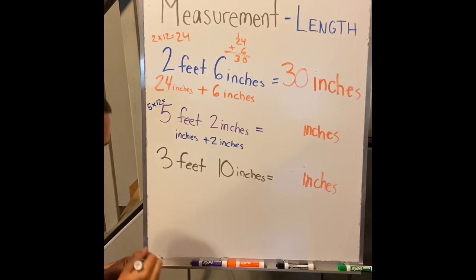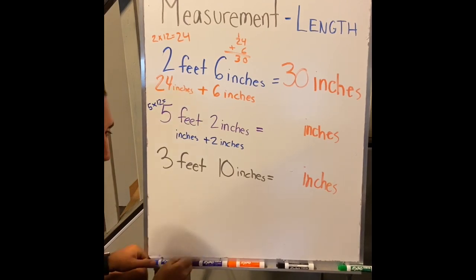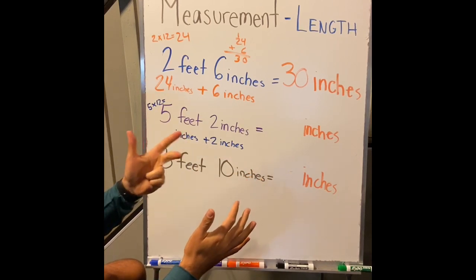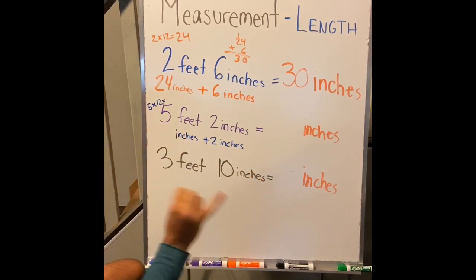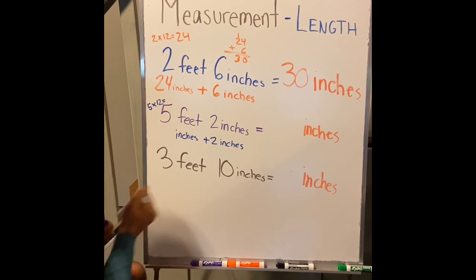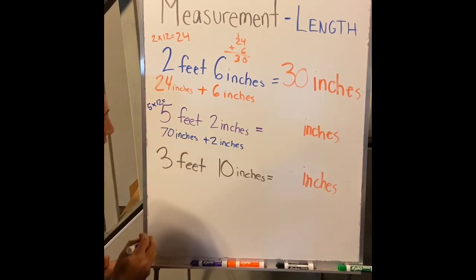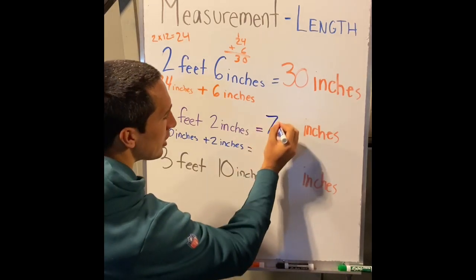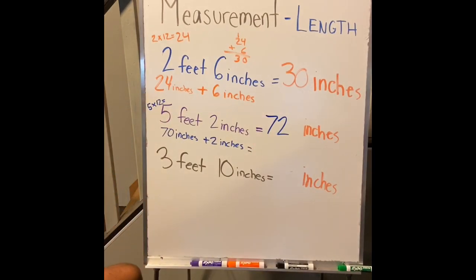And 5 times 12. Let's count by 5s. 5, 10, 15, 20, 25, 30, 35, 40, 45, 50, 55, 60. 60 inches. 60 inches plus 2 inches gives us 62 inches.